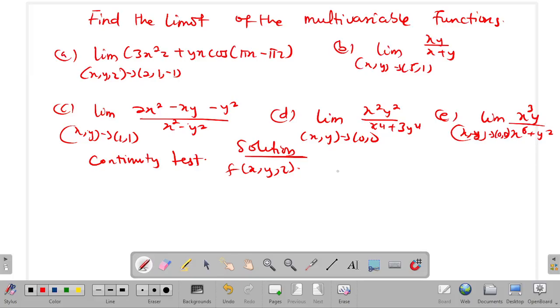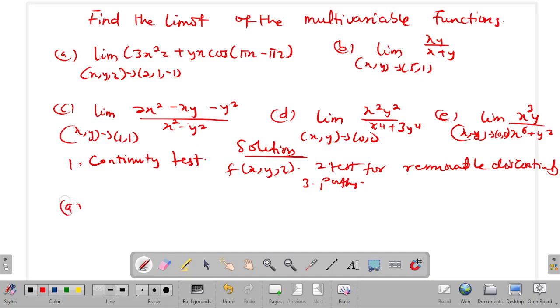to test for removable discontinuity. That means that you're going to remove the discontinuity. If the discontinuity is not removable, then you take paths. So these are the three things. One is continuity test. Number two is test for removable discontinuity. And number three is taking paths. Okay, so let's apply this.